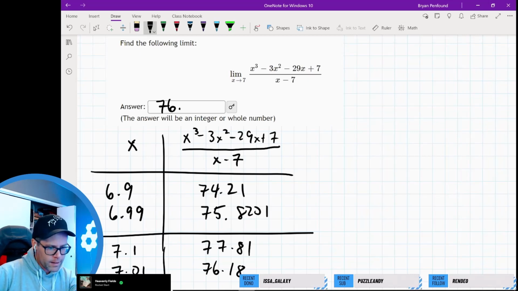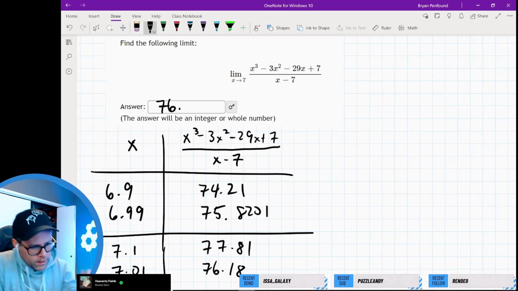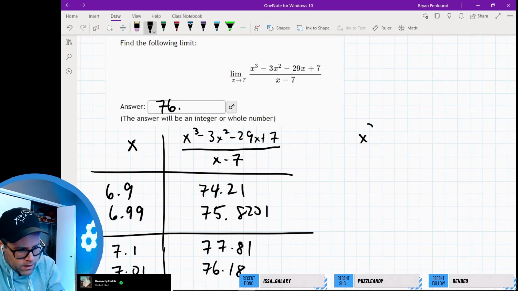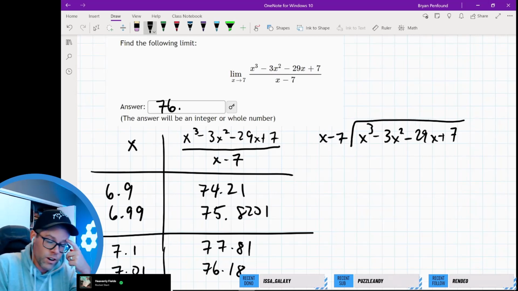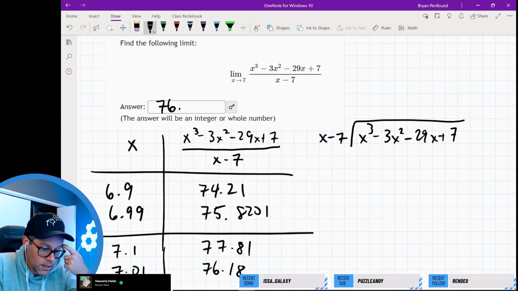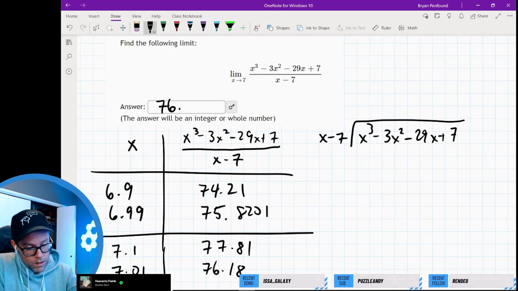Yeah, exactly. So x minus 7, if this has a limit, x minus 7 has to be a factor of the numerator. So we can basically take x cubed minus 3x squared minus 29x plus 7, and then we can just do a long division procedure to try to get a quadratic out. Once we cancel out the x minus 7 factor, then we can just plug 7 into that quadratic, and whatever we get there should be the limit that we're looking for.